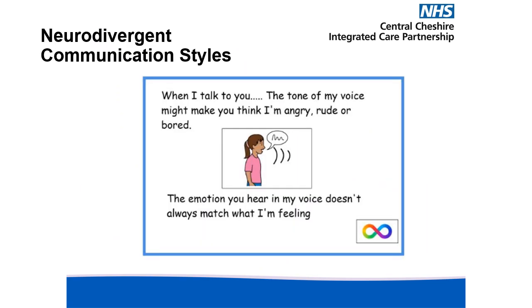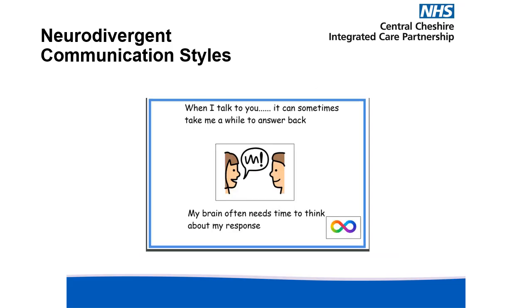We're now going to consider how neurodivergent communication styles differ from neurotypical communication styles. Your student may display all or some of the following communication differences. When I talk to you, the tone of my voice might make you think that I'm angry, rude, or bored. The emotion you hear in my voice doesn't always match what I'm feeling. When I talk to you, it can sometimes take me a while to answer back. This is because my brain often needs time to think about my response and more time to process what you've said to me.